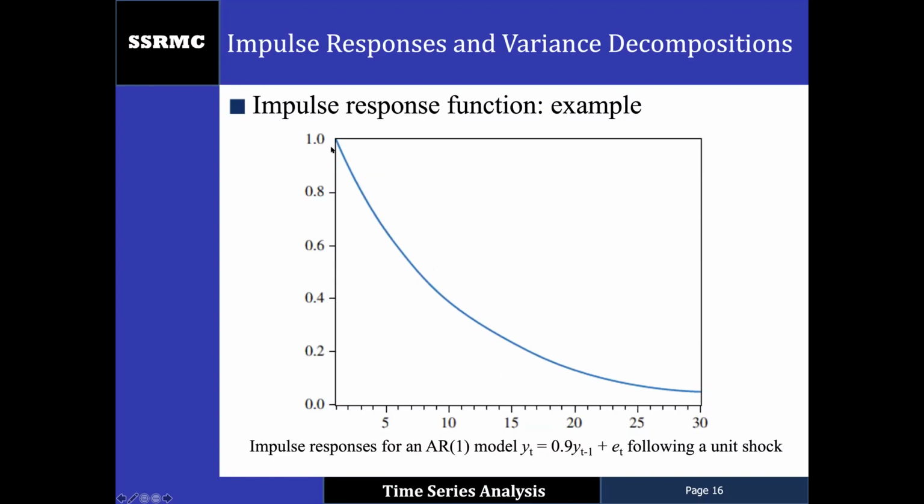And if we plot this, if we give it values, for example, here we set the value of rho to be 0.9, then we will find that the impulse response function looks like this. It dies off very quickly. Of course, if you change the value of rho, from 0.9 to another value, you will have a different impulse response function. But you may notice that when we reach period 30, the effect is virtually 0.